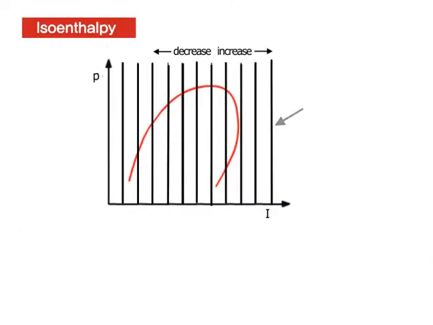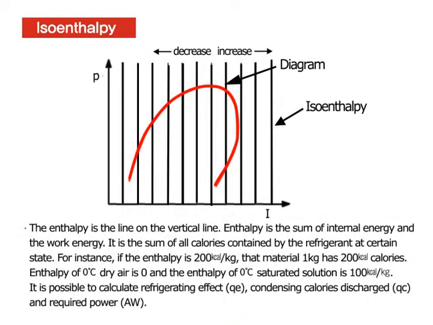In the figure, the enthalpy is the line on the vertical line. Enthalpy is the sum of the internal energy and the work energy. It is the sum of all calories contained by the refrigerant in certain states. For instance, if the enthalpy is 200 kilocalories per kilogram, that material of 1 kilogram has 200 calories. Enthalpy of 0 degrees Celsius dry air is 0, and the enthalpy of 0 degrees Celsius saturated solution is 100 kilocalories per kilogram. It is possible to calculate refrigerating effect, QE, condensing calories discharged, QC, and required power, AW.